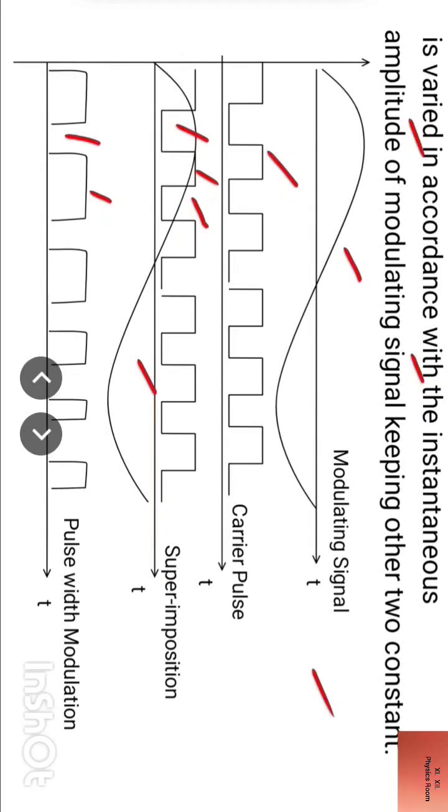And similarly, on this side also, you can imagine where it is out of phase, width of carrier pulse reduces. Okay. Here also width reduces. Here also width reduces proportionately.